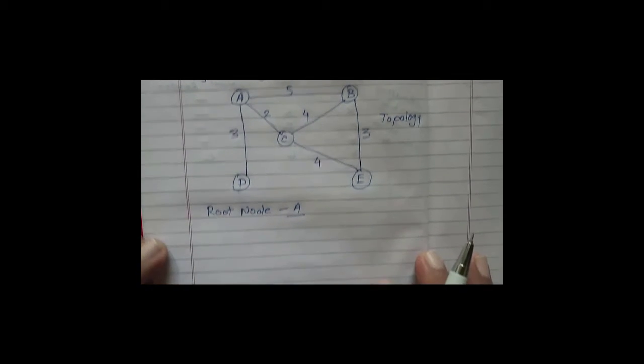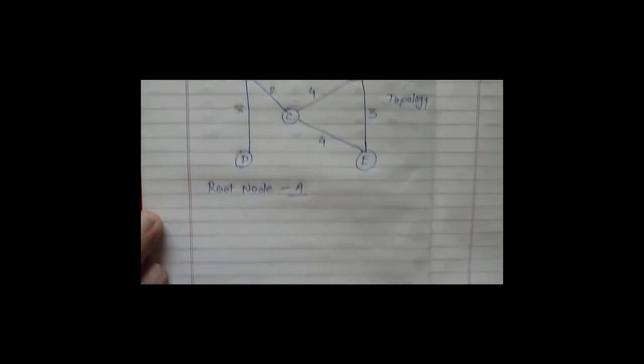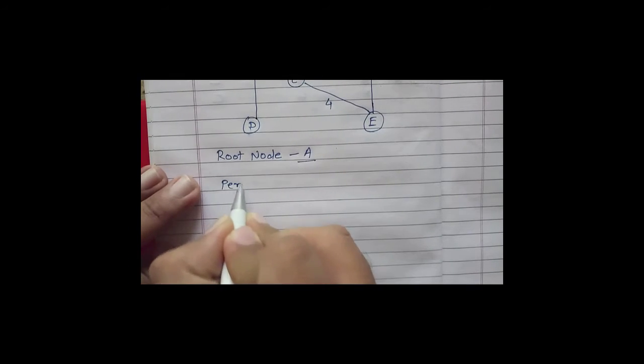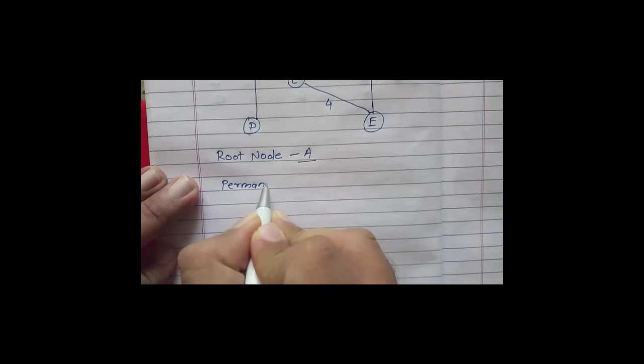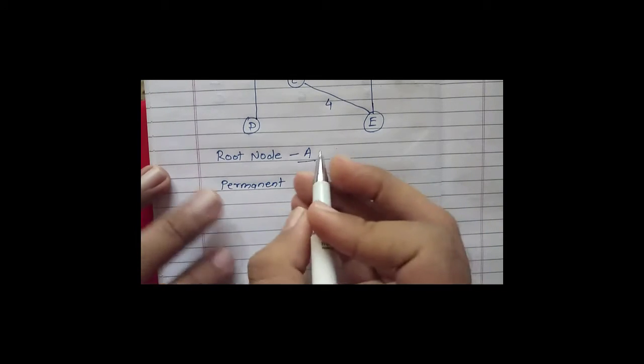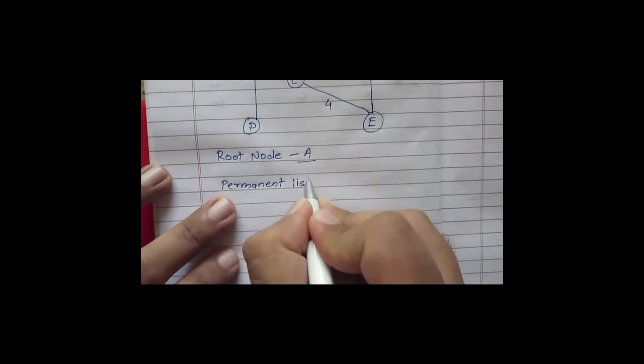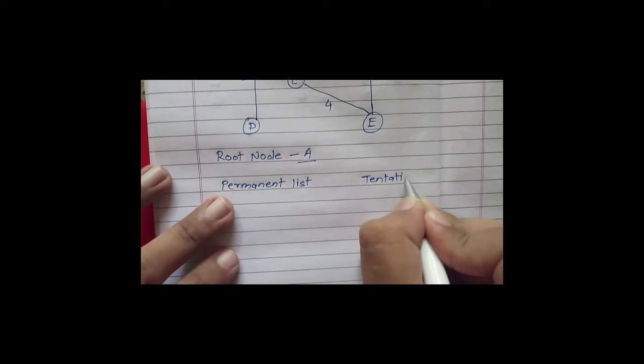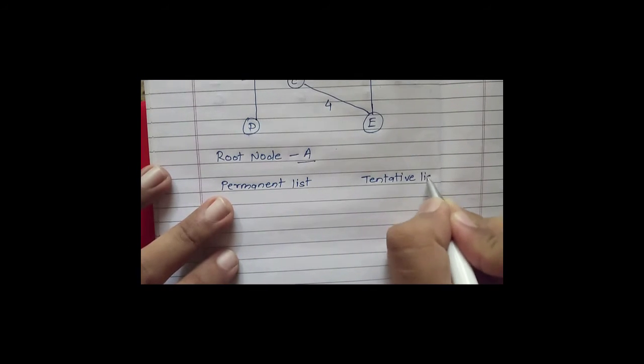So as per Dijkstra's algorithm, what we have to do is maintain the permanent list and the tentative list.